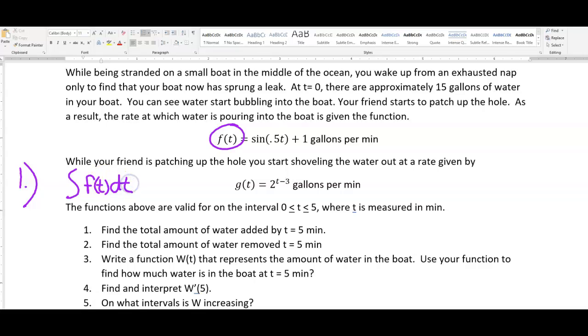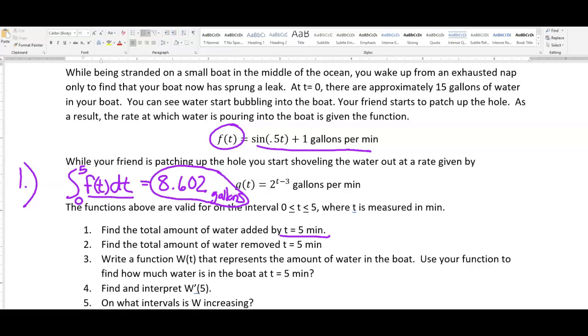And since I want to go up to t equals 5, we can assume the starting is 0 and the ending is 5. And from here on out, it's pretty much a calculator-based question. So you would type this function here in for y1 and then calculate this, and the answer would come out to be 8.602, and that will be gallons. And so that's the total amount of water that was added into the boat over the 5-minute time period.